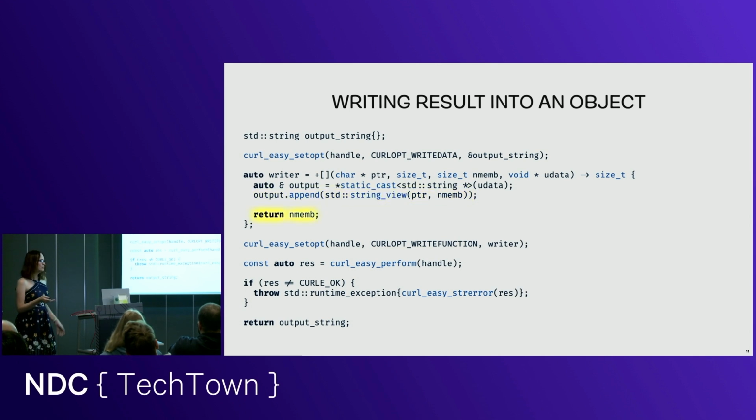So, and return size, that's because it's needed. And then you provide the pointer to the lambda as a pointer to the library, call perform, and every time there is a piece, it will call your lambda and store data into the string. So far, so good. Same error handling, now with exceptions, because we are living in a more modern world. And at the end, return the string.